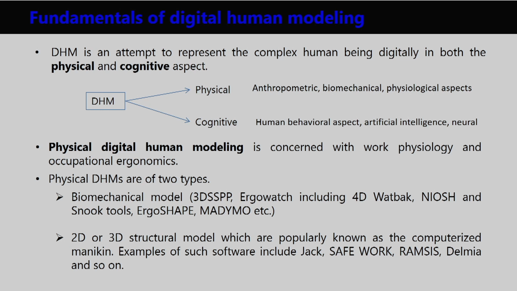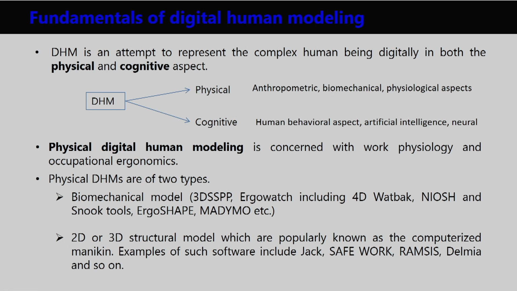Now, DHM can be broadly categorized into two, one is physical digital human model, another is cognitive digital human model. The physical digital human model deals with anthropometric, biomechanical, physiological aspects, whereas cognitive digital human model is dealing with human behavioral aspects, artificial intelligence, neural networking, etc. Out of these two types of digital human model, in the present module, we will mainly concentrate on the physical digital human model, because cognitive digital human model is still in a nascent state, it is in the development phase. So, more development is going on, and that is why in the current module we will concentrate our discussion only on physical digital human model.